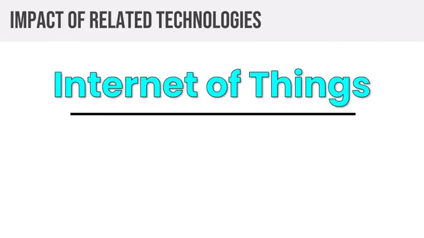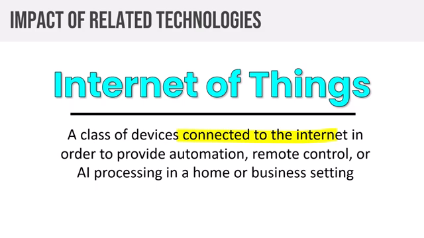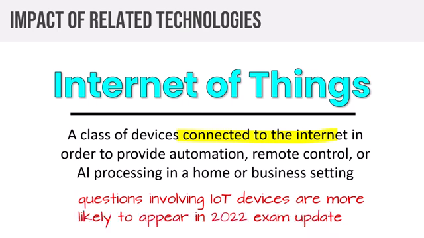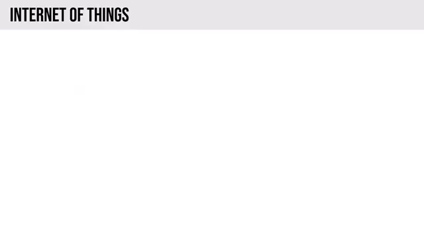And we have IoT, Internet of Things, which is a class of devices connected to the internet in order to provide automation, remote control, or even AI processing in a home or business setting. Due to the relevance of this topic, it's safe to guess that questions involving IoT devices are a bit more likely to appear in the 2022 exam update.